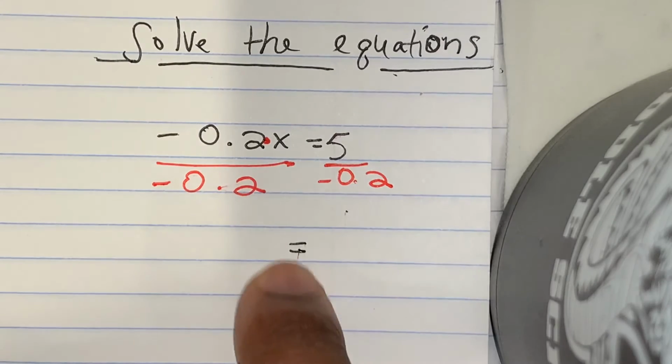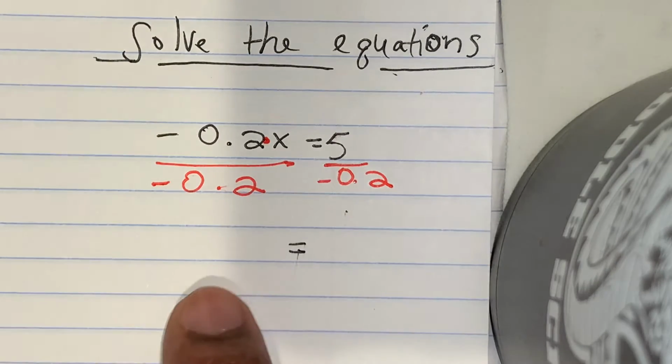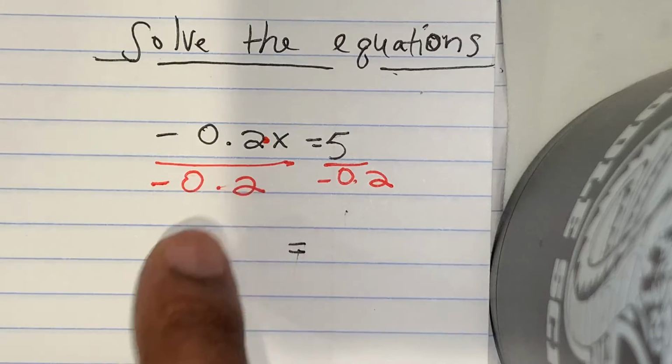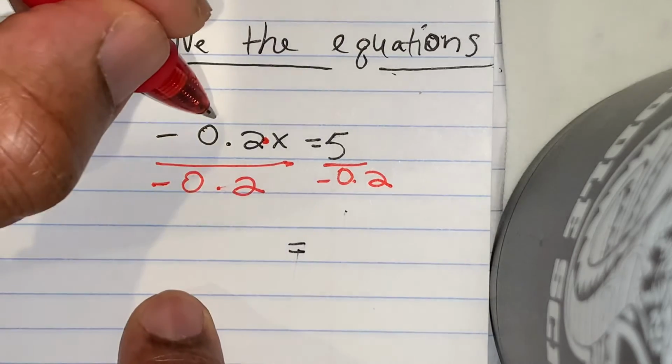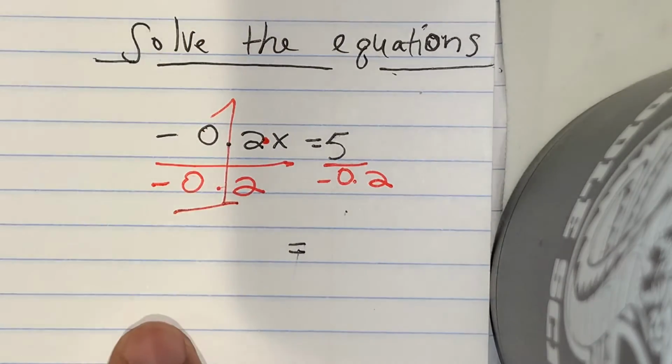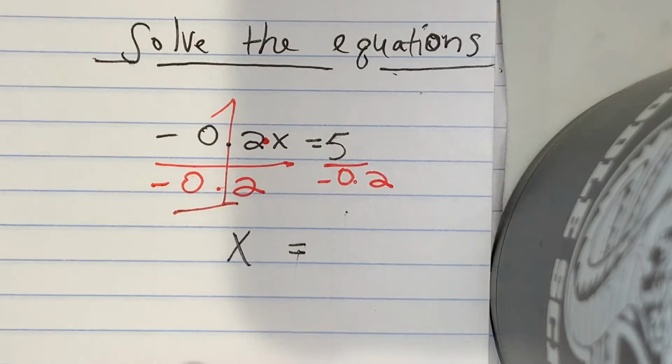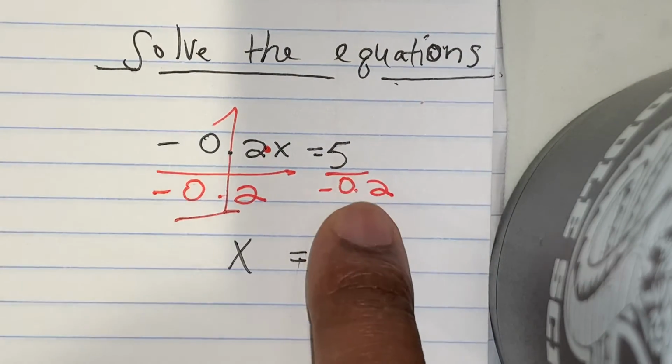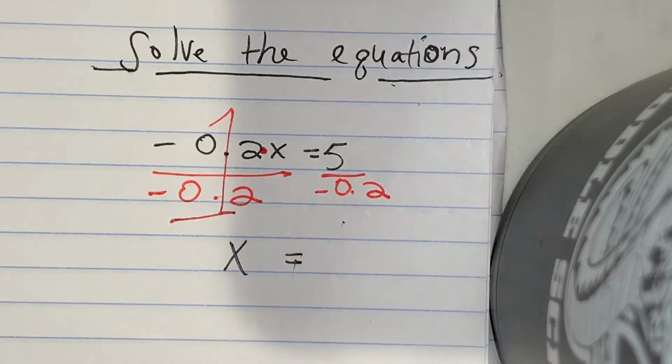The equal sign comes down, and we make sure to keep that consistent. Negative 0.2 divided by negative 0.2 is a big 1. X drops down. And now you can use a calculator for this part. You can use the Desmos scientific calculator. So we have 5, and I'm just going to use my own calculator here. 5 divided by negative 0.2.